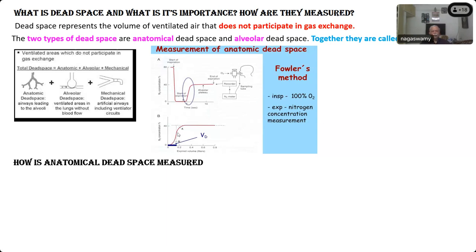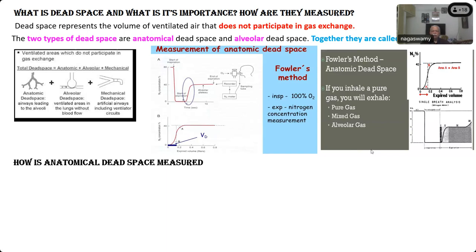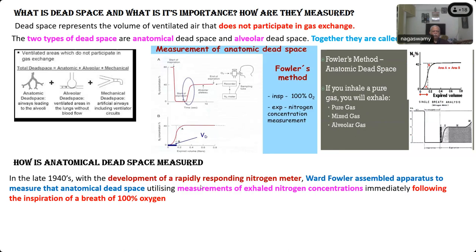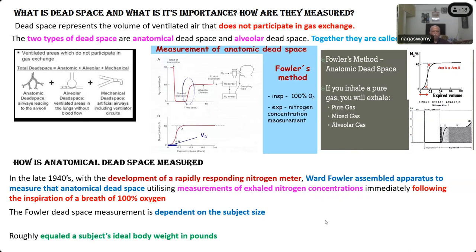So it will have the same 100% oxygen. Gradually the nitrogen concentration will change accordingly, and that is how the plotted curve forms. First you will get pure gas, then mixed gas, and last the alveolar gas. The pure gas represents the anatomical dead space. In the late 1940s, with the development of a rapidly responding nitrogen meter, Fowler assembled the apparatus to measure the anatomical dead space, utilizing measurement of exhaled nitrogen concentrations immediately following inspiration of a single breath of 100% oxygen. The Fowler dead space measurement is dependent on subject size, and is roughly equal to the subject's ideal body weight in pounds.